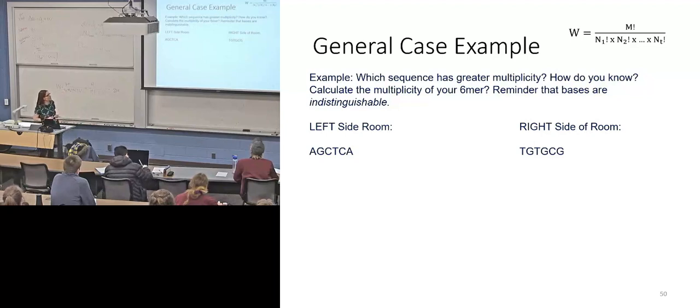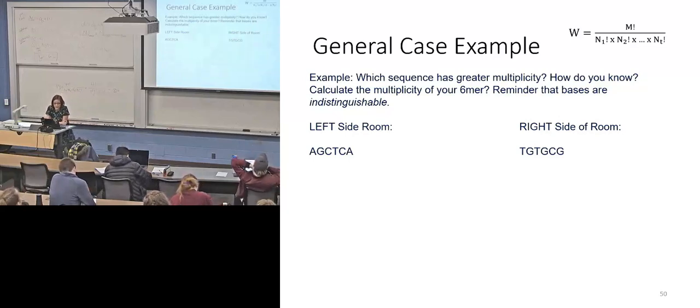Pick a side, whichever one you want, and go ahead and calculate the multiplicity. You could do the multiplicity of both, because what you're essentially being asked for is which has the greater multiplicity, and how do you know? Calculate the multiplicity of your particular 6-base sequence. Bases are indistinguishable from, like A cannot be distinguished from another A, but they are distinguishable between different types, okay? So A doesn't equal G, but A does equal A. Treat them like that.